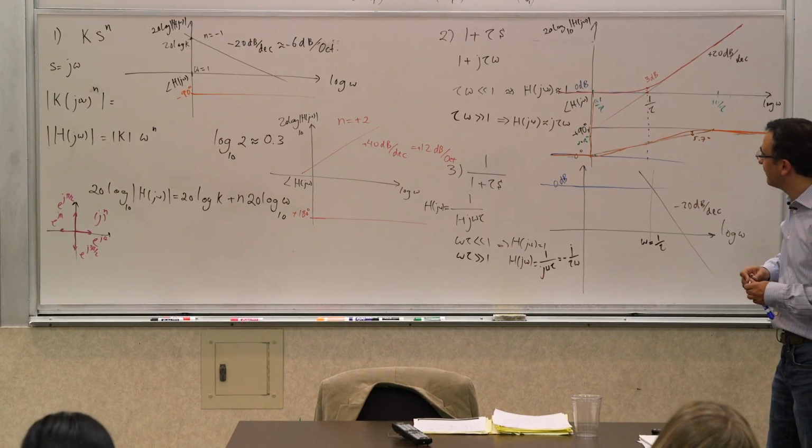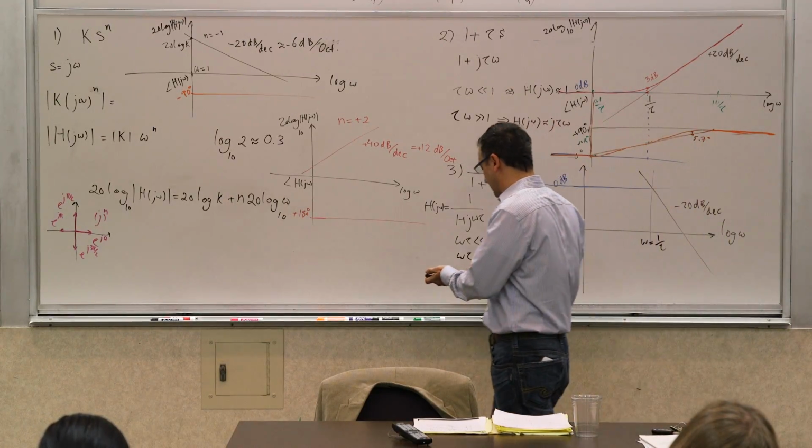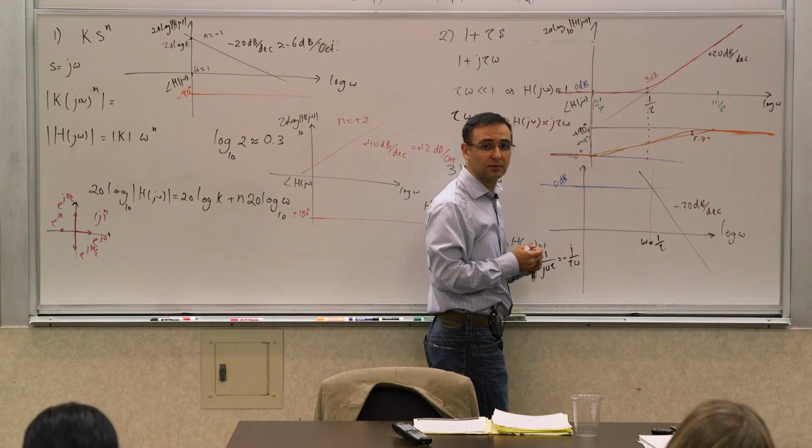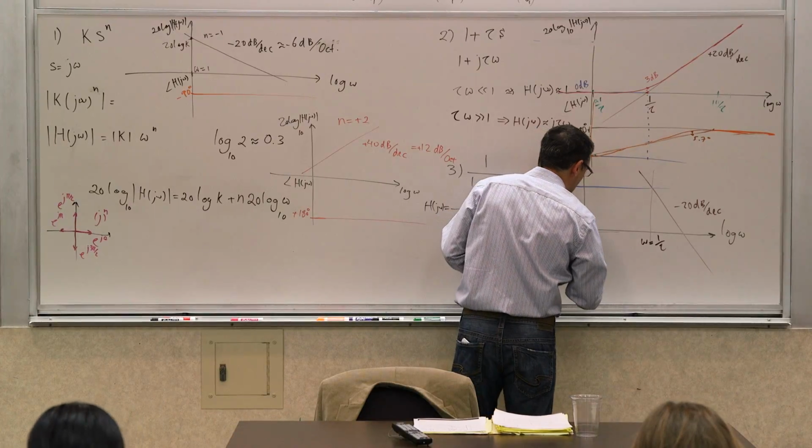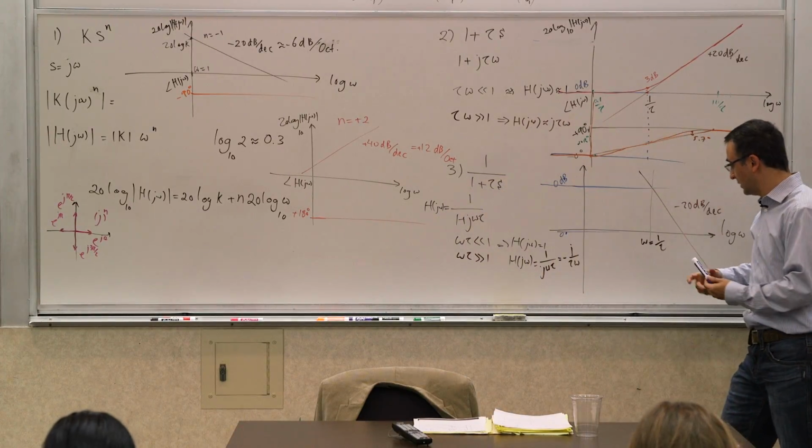How about the phases? What is the phase associated with the first one? The blue one. 0 degrees, right? So this is 0 degrees. And what's the phase associated with the brown one?